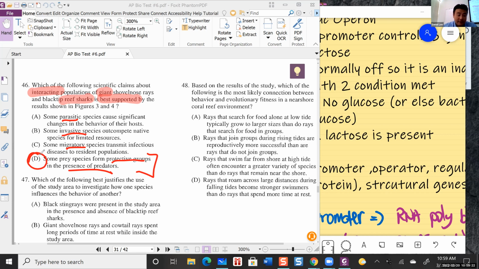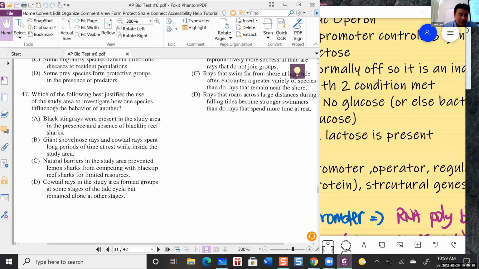It doesn't even make sense. So even if you just guess, the answer has to be D. The whole experiment is about predation, right? Predator and prey. 47: which of the following justifies the use of the study area to investigate how one species influences the behavior of the other?